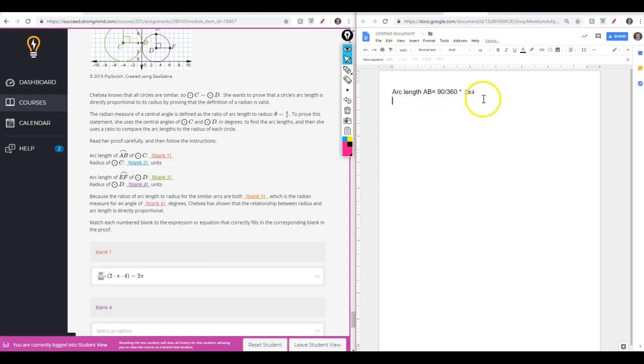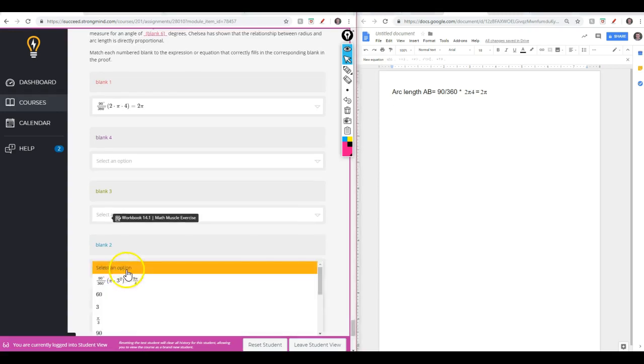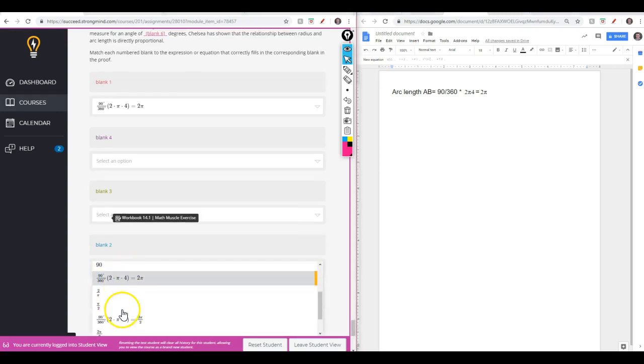So for AB, I'm just going to write it right here, equals, that reduces down to 2 pi. Then the radius of circle C, we already found, was 4, because we counted it.